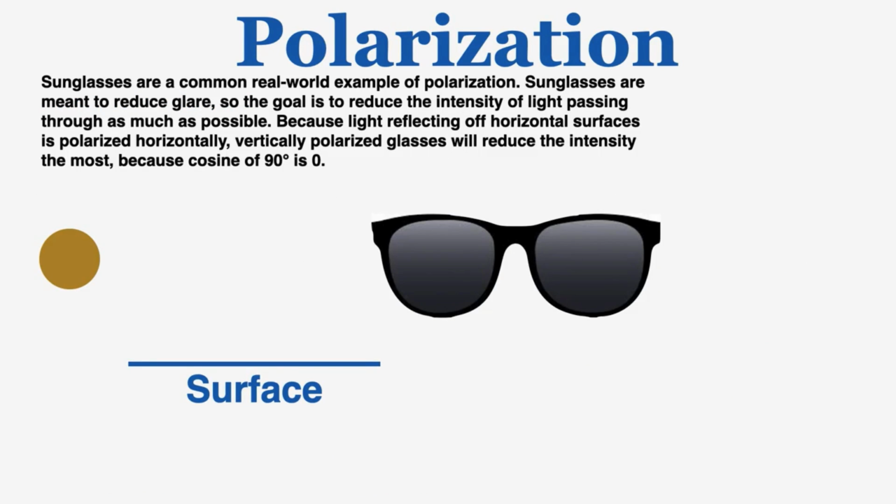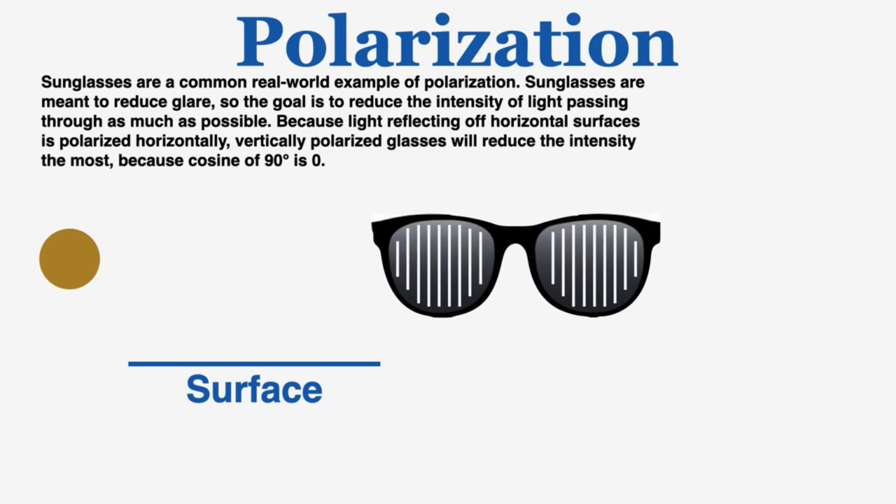Moving back into the concepts, sunglasses are a common real-world example of polarization. Sunglasses are meant to reduce glare, so the goal is to reduce the intensity of light passing through as much as possible. And because light reflecting off of horizontal surfaces is polarized horizontally, vertically polarized glasses will reduce the intensity the most because cosine of 90 degrees is 0. Because most surfaces that we look at are horizontal, it makes sense to polarize the glasses vertically, because when light from the sun is polarized on the surface, it's polarized horizontally.